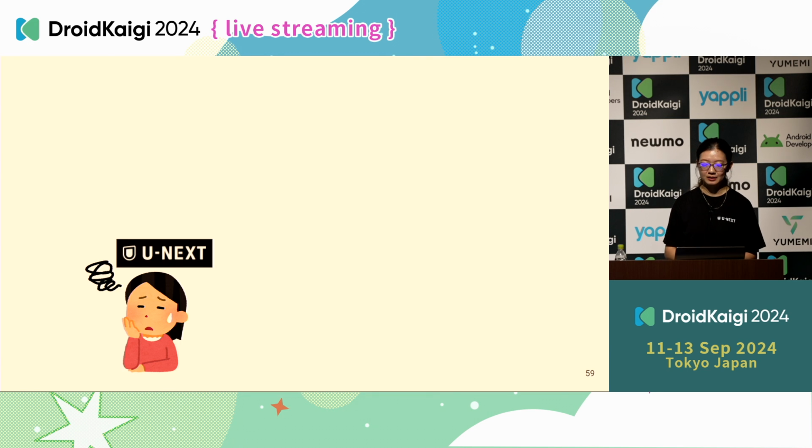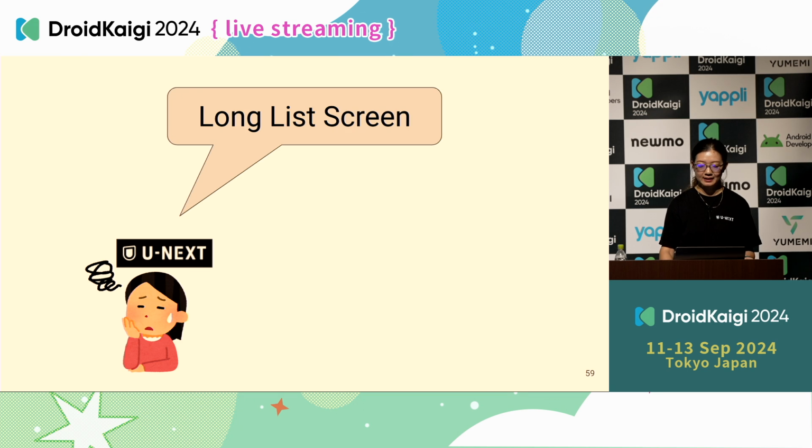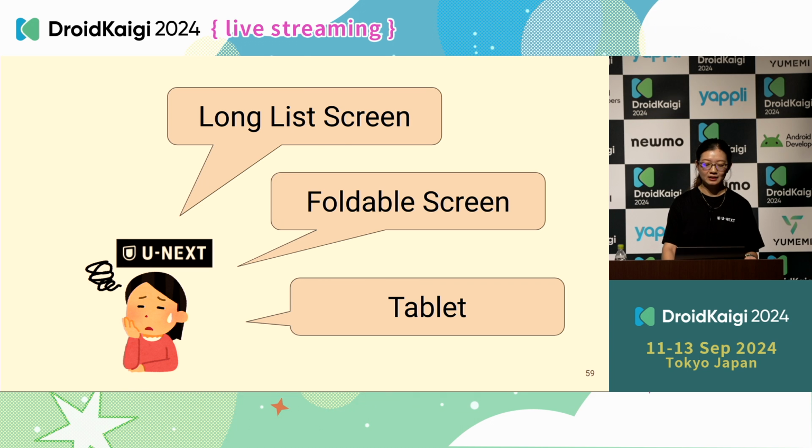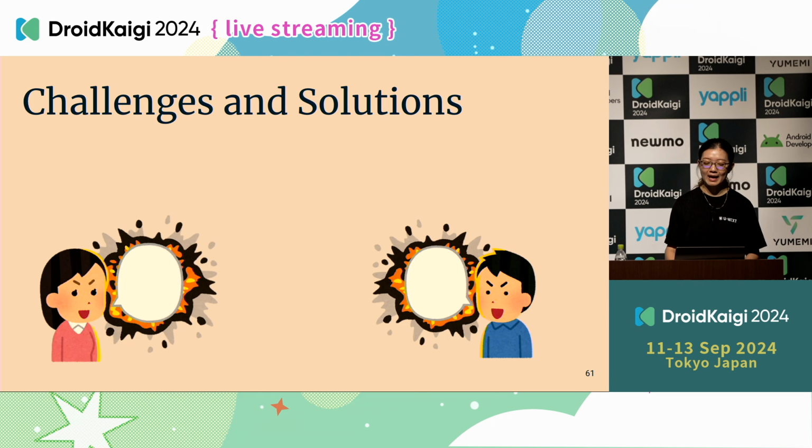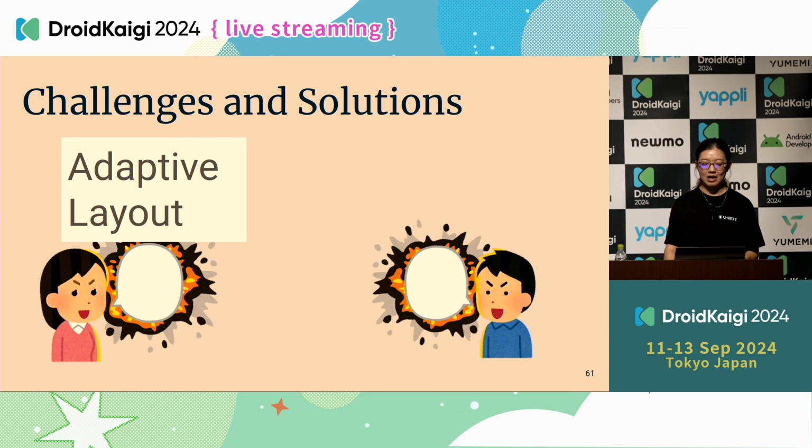Firstly, as I shared at the very start, we always have to deal with different screen types in Android development, like non-list screens, foldable screens, tablets, or any other screen types. Here are some examples of our previews for different screen sizes in our project. So I want to bring in the discussion about how to deal with adaptive layouts.